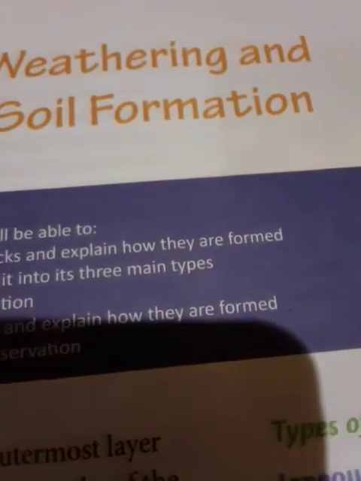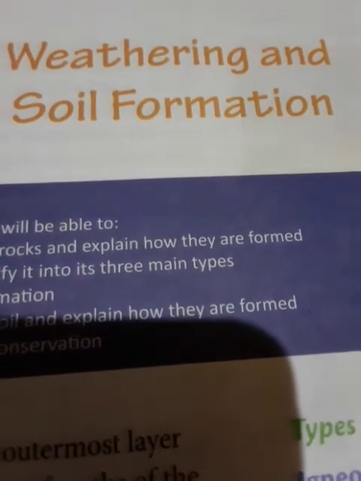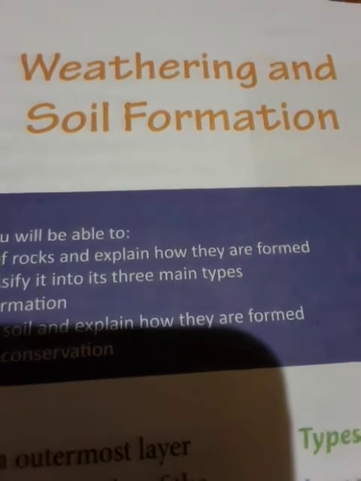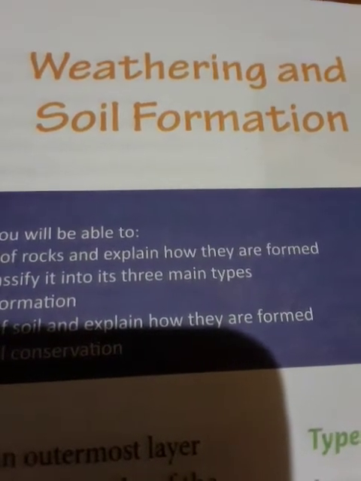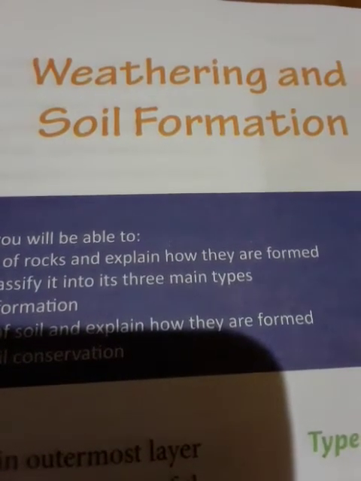Now, let me start your geography. Chapter 4, Weathering and Soil Formation. The outermost layer of the earth's crust is called the lithosphere. It is made up of solid rocks. Three-fourths of the lithosphere is covered by water, and the rest forms the continents.